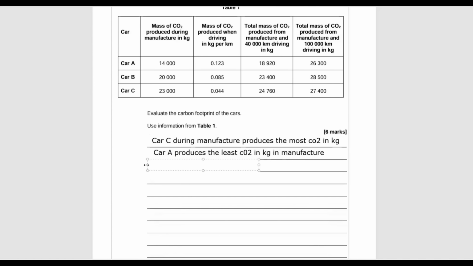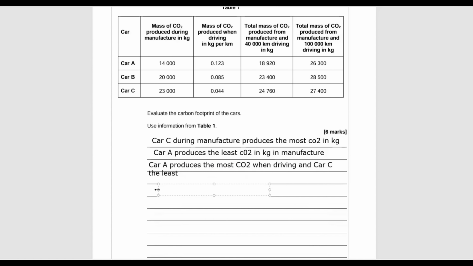environment. However, the mass of CO2 produced when driving, actually, car A produces the most CO2 when driving, and car C the least. So they completely swap places when you're driving them.